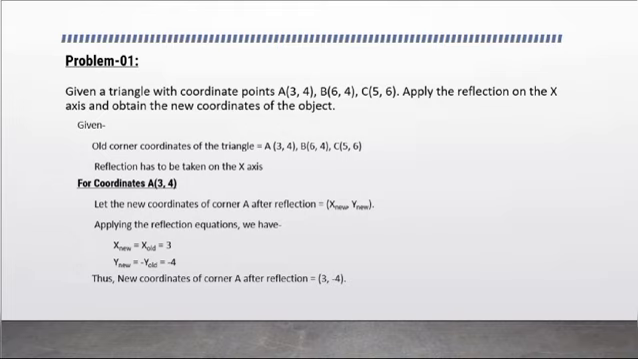Given all the coordinates of the triangle equal to A of (3, 4), B of (6, 4), C of (5, 6). Reflection has to be taken on the x-axis. First, taking coordinate A of (3, 4), let the new coordinate of the corner A after reflection equal to (x new, y new). Applying the reflection equation, we have x new equal to x old equal to 3, y new equal to minus y old equal to minus 4. Thus, the new coordinates of the corner A after reflection equal to (3, -4).